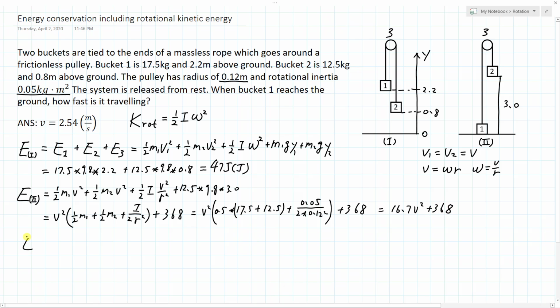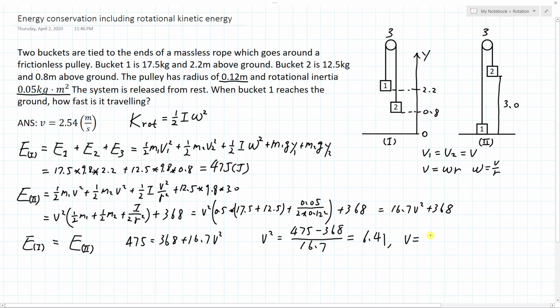And using energy conservation, E1 equals E2. So we have 475 equals this. So we have v squared equals 475 minus 368 over 16.7. And you can use your calculator. I'll fill in the numbers in a second. So we have 6.41. If you take a square root, it's approximately 2.54 meters per second.